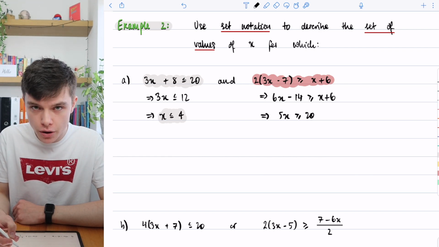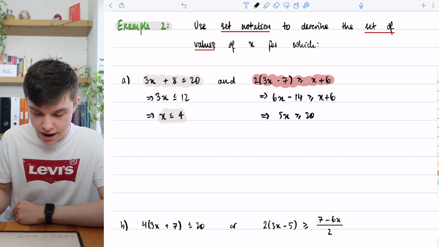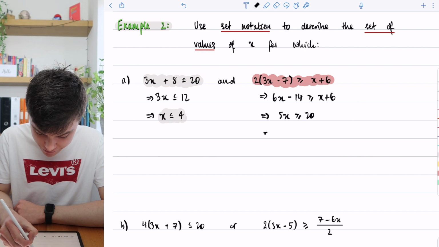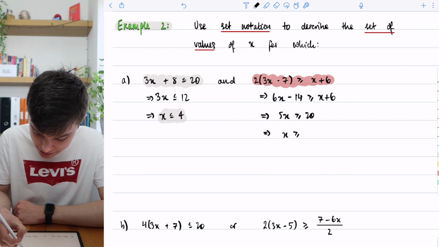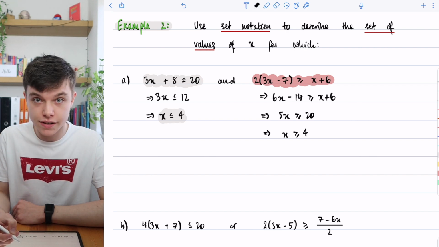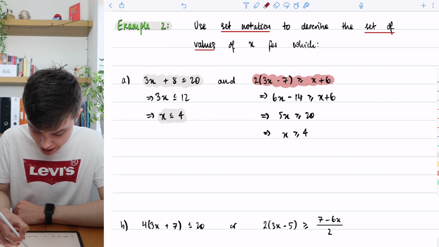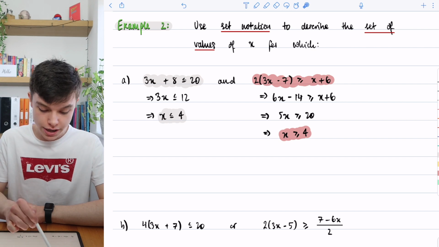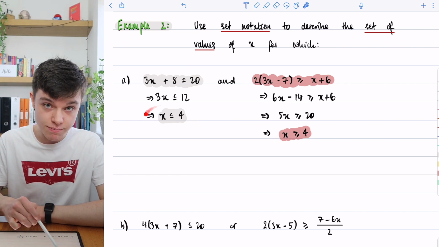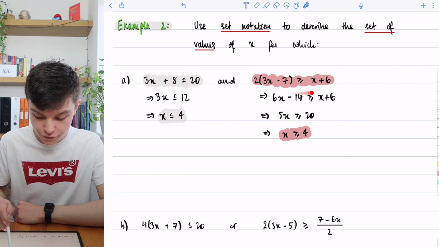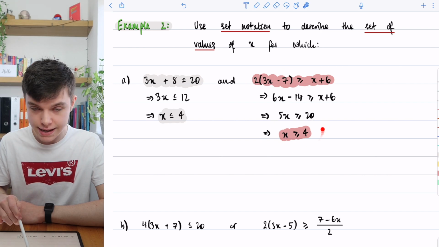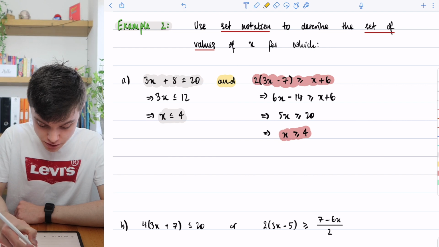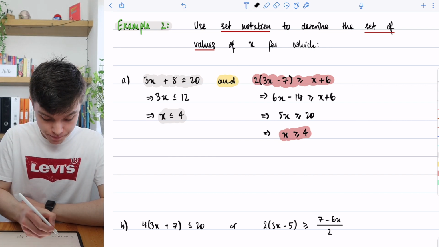Okay? Pause if you can't see where that's come from and just have a look at the steps that I've done sort of in one there. Then I'm going to divide by 5 to give me x is greater than or equal to 4. So in red, we'll highlight that because they correspond together. So what I've done is I've solved this inequality to give me this set of values, solved this inequality to give me this set of values. And then we've got an and. So we need to combine these two together.